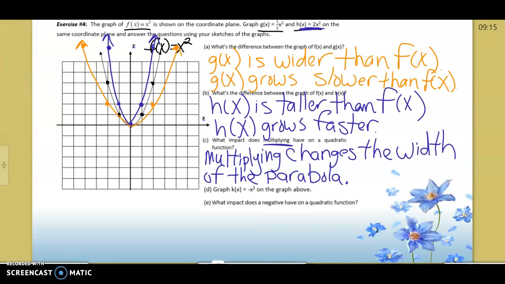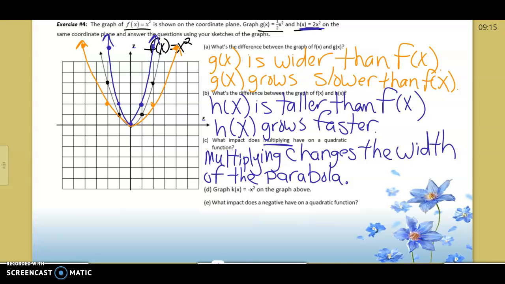So we notice that the difference between f of x and h of x is that h of x is taller than f of x, and that h of x will grow faster because you're doubling it. You're multiplying it by 2. So multiplying a quadratic function, something that's in x squared form, changes the width of the parabola. So it changes how wide or how narrow it may be.